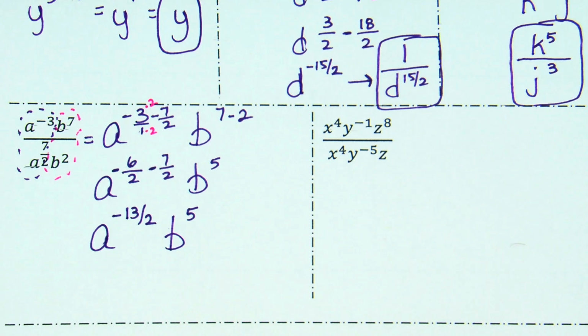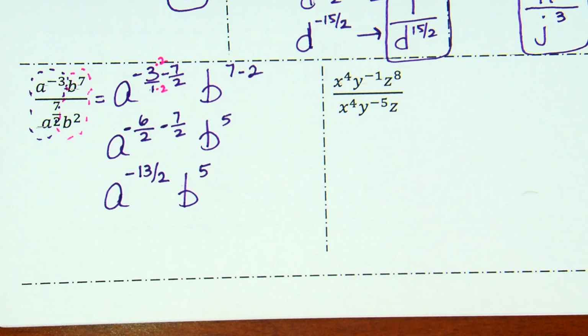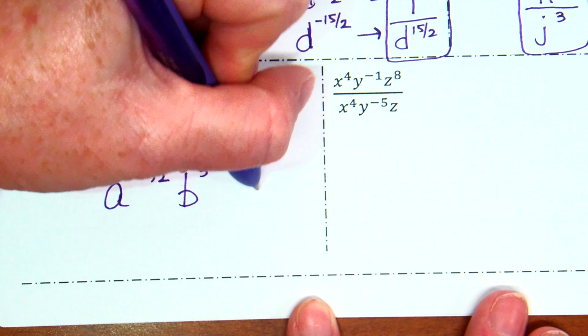Lily, can you tell me what I have to do to finish this? Put what on the bottom? Negative. Yeah. A to the negative 13 halves goes to the bottom. What about B to the fifth? Yeah. So this is going to become B to the fifth over A to the 13 halves.